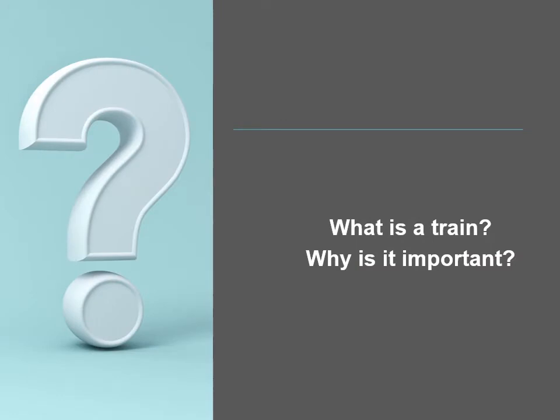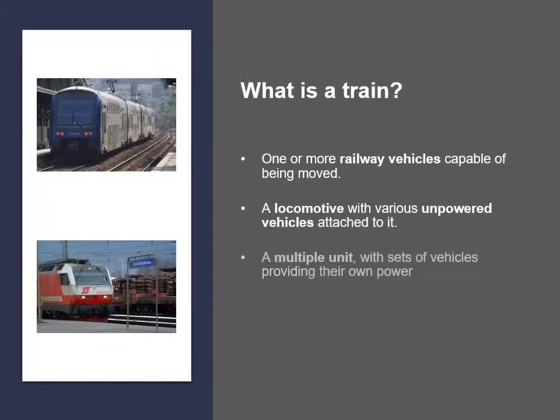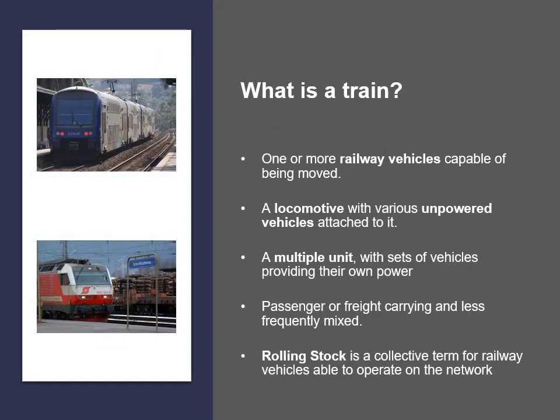So we're going to start by asking a couple of simple questions. What is a train and why is it important? A train is one or more railway vehicles capable of being moved, for example, a locomotive with various unpowered vehicles attached to it. A multiple unit could be a set of vehicles providing their own power. They can be used to convey passengers or freight, and sometimes can be mixed. Rolling stock is a collective term for railway vehicles able to operate on the network.